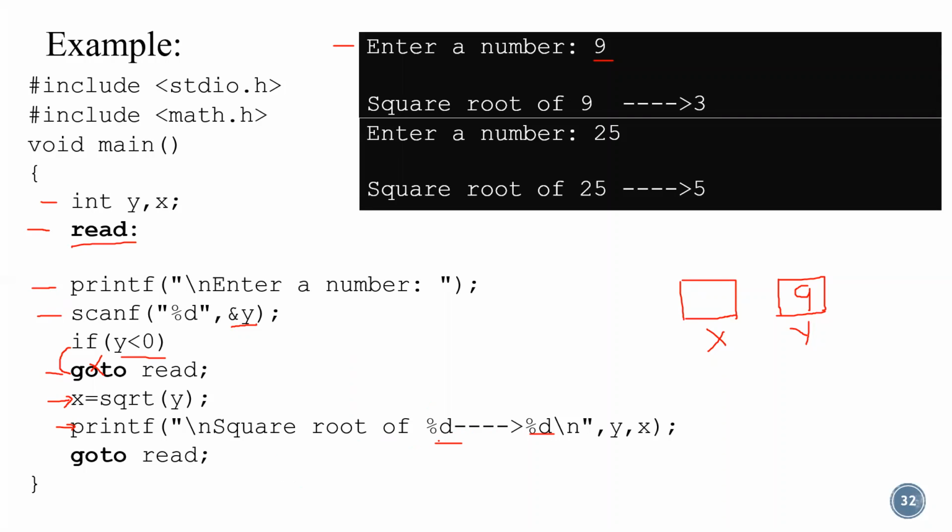Square root of dash is dash. So what will happen now? Square root of 9 is 3. And then it will go to the next line, that is go to read.